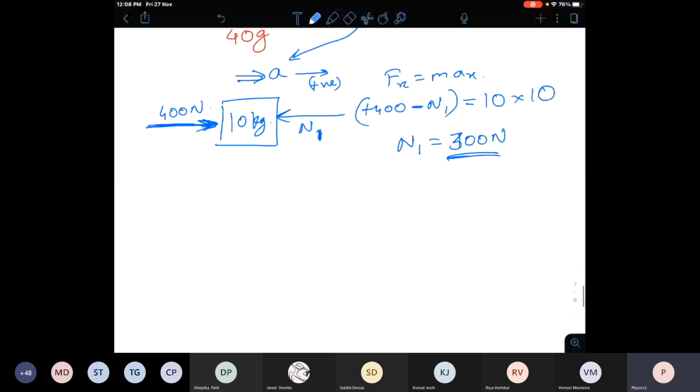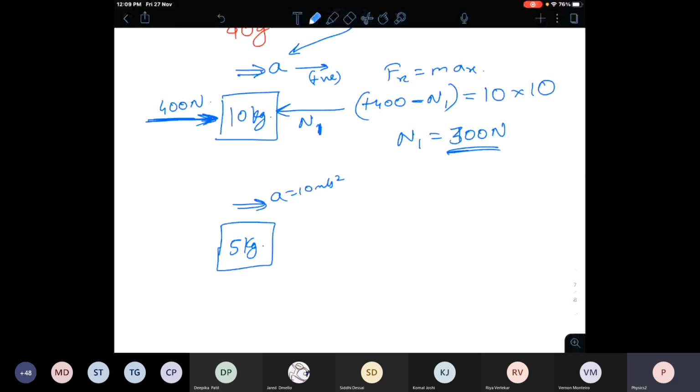Okay, draw the free body diagram of the 5 kg block. It has the same acceleration a, that is 10 meters per second square. There is a normal reaction on the left hand side because of the 10 kg block. How much is that normal reaction? That is N1 only. It is the reaction, and this is the action. So these are two action reaction pairs.